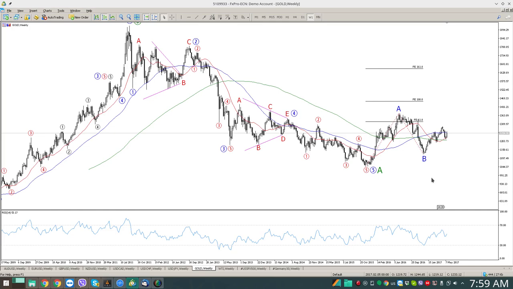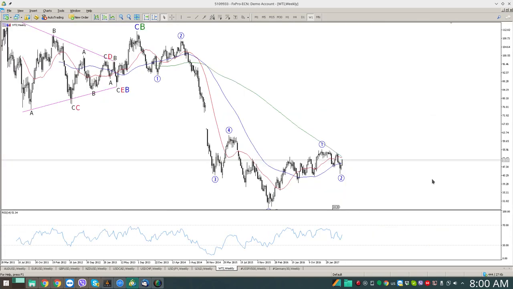We assume an inverse relationship between the US dollar and gold. And since I am expecting a lower US dollar, I have to assume that gold is going to advance in the coming weeks and months. Moving forward to crude oil, no big surprises here.